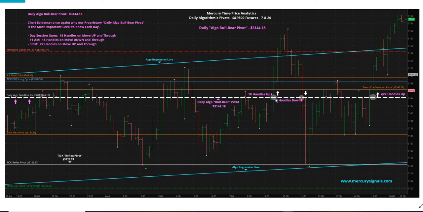And you can see right off the open, you had a move up and through the daily bull bear pivot, 18 handle move up. Even if you're trading micros, that's a nice move. And then at 11 a.m., the futures came down and through the daily bull bear pivot, and that was a similar move, 18 handles. So 18 handles on a long trade, 18 handles on a short trade, triggered by price movement up and through in this case, down and through in this case.